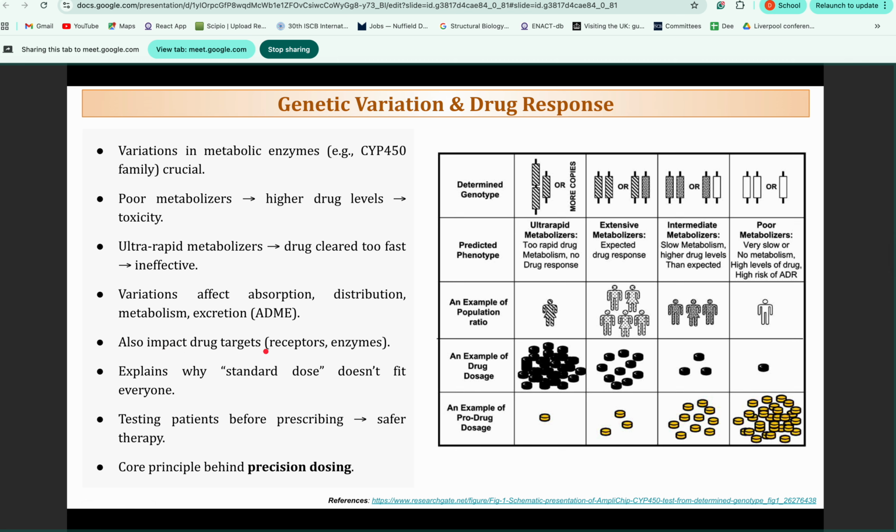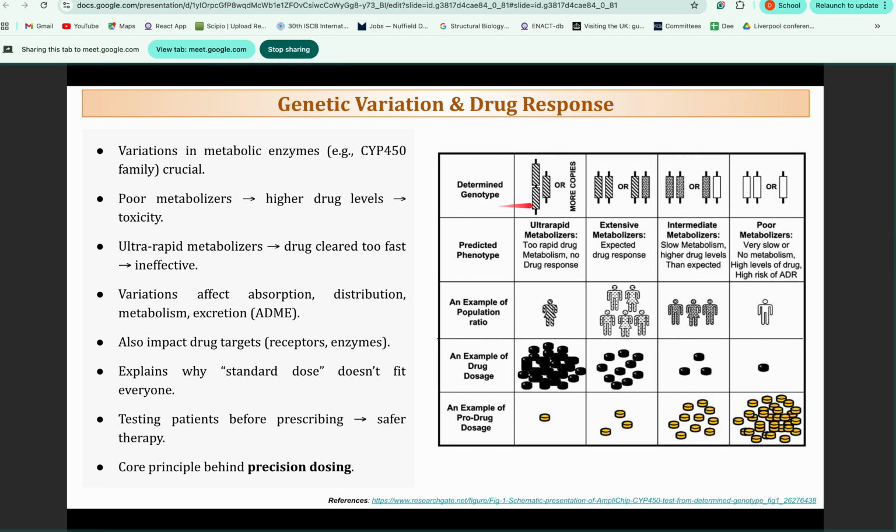Drug targets means these chemical compounds, because they are reactive in nature, go to some site in the body and react with proteins. Proteins where the drug binds or reacts are known as the receptors, which could be either enzymes or proteins. So it explains why the standard dose doesn't fit everyone. Because each individual has different metabolism, the standard dose will not act effectively for all individuals. So testing patients before prescribing is very important to design safe therapy, and it is the core principle behind precision dosing.